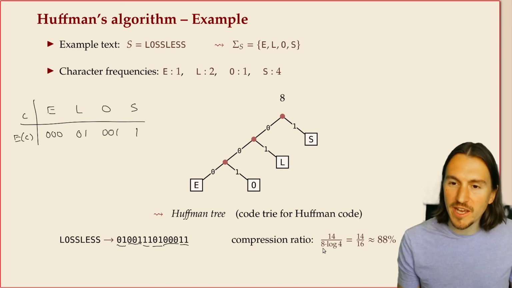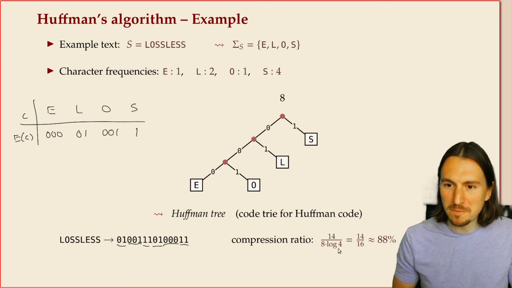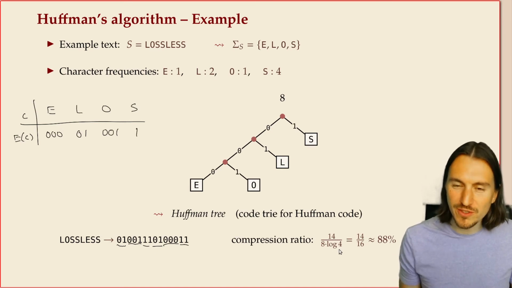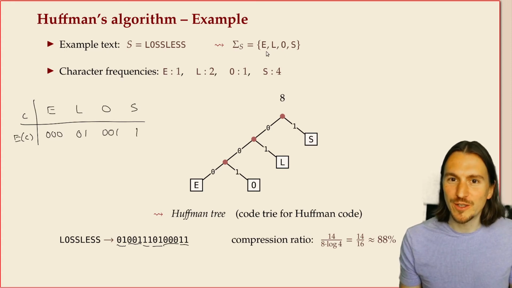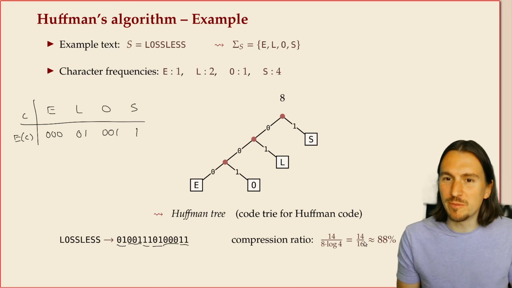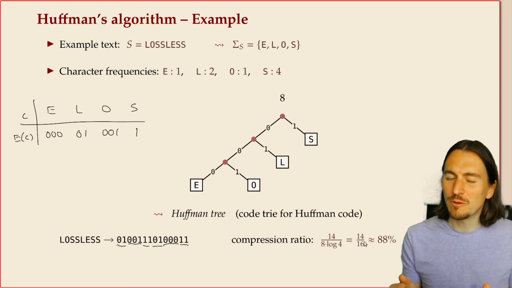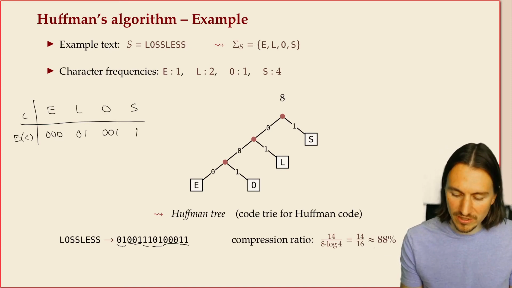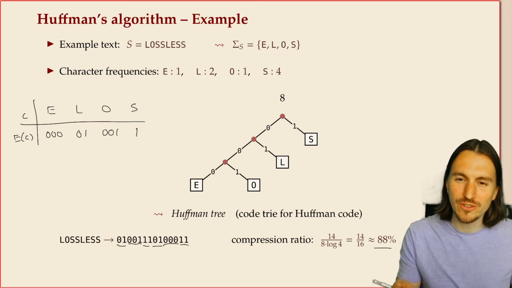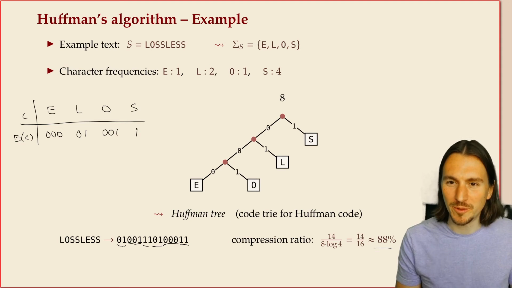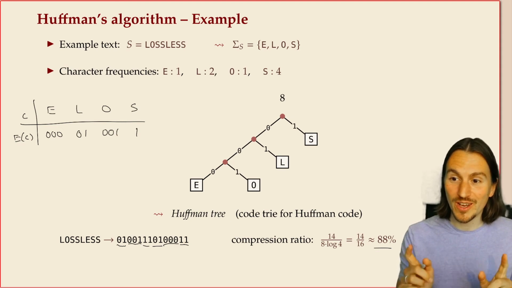Whereas previously we had 8 characters out of a 4-character alphabet. So we could use 2 bits to represent each of these characters. That would even work out nicely because it's a power of 2. But that would need 16 bits in total. So what we've achieved with Huffman coding here is a compression ratio of 88%, which is not too bad for such a tiny example. There's a caveat though.